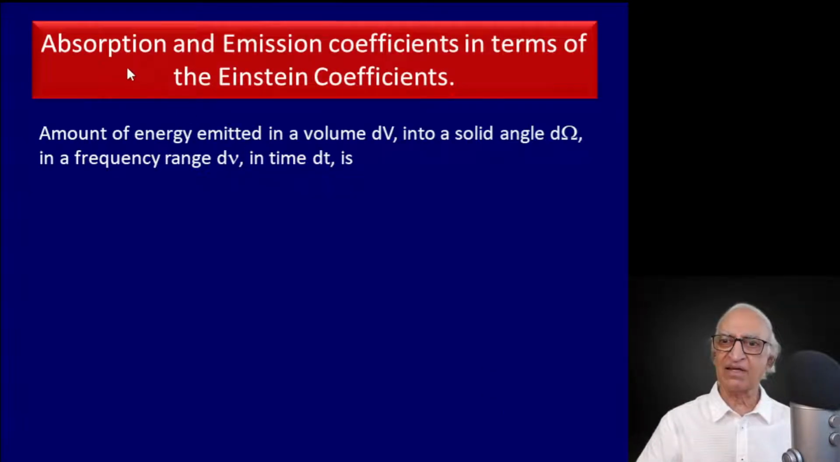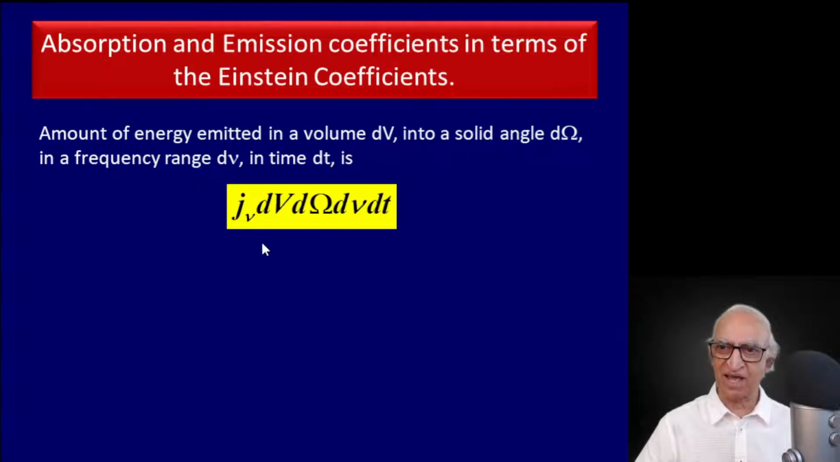Now, let us define the absorption and emission coefficients J nu and alpha nu in terms of Einstein's A and B coefficients. We already said B is equal to C, so we are only dealing with two coefficients, A and B. Now, if you go back to the second lecture, I defined the emission coefficient J nu as the amount of energy emitted in a volume dV going into a solid angle d omega in a frequency range d nu in a time dt. So that proportionality is the emission coefficient.